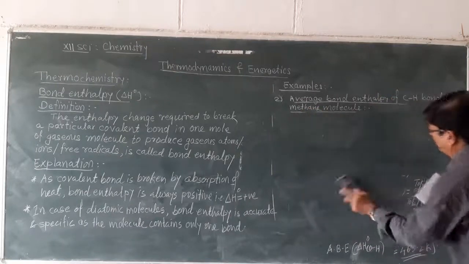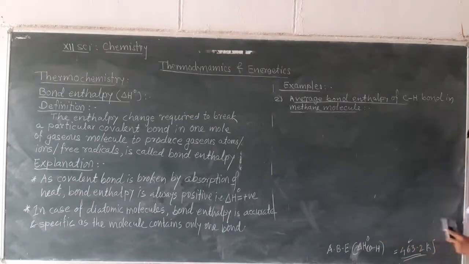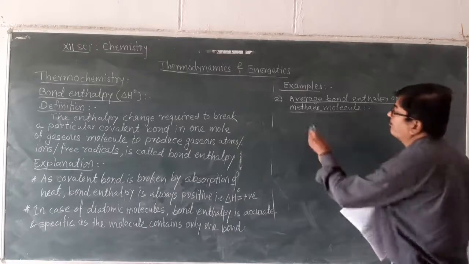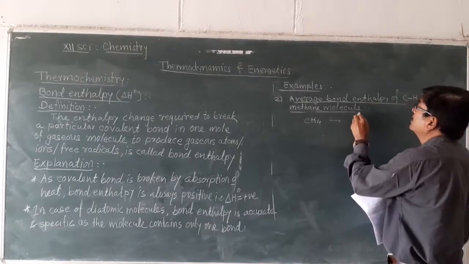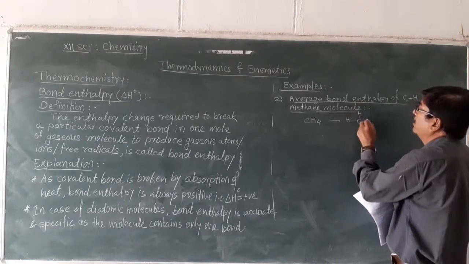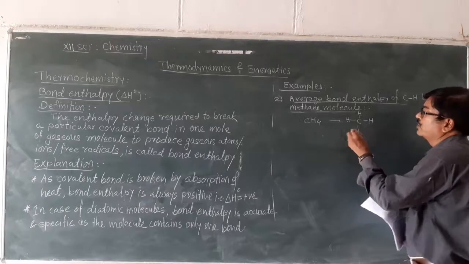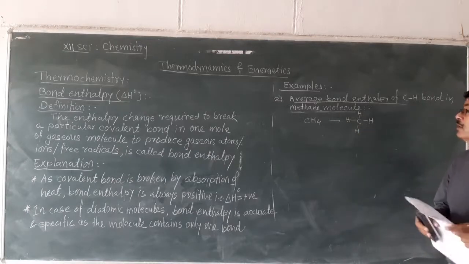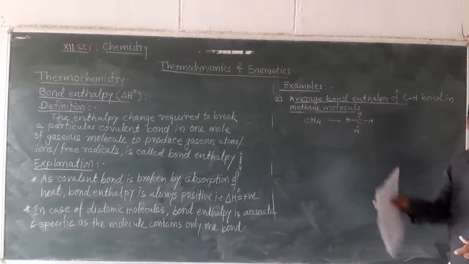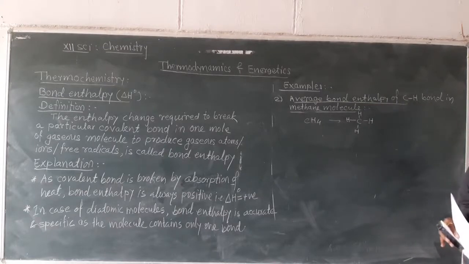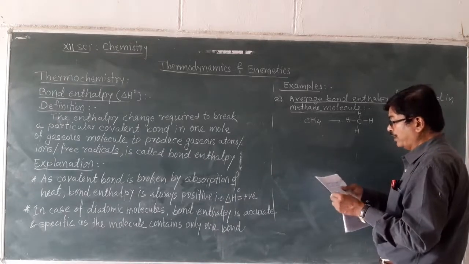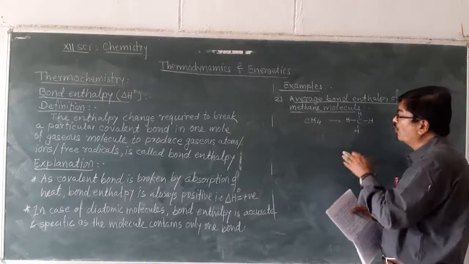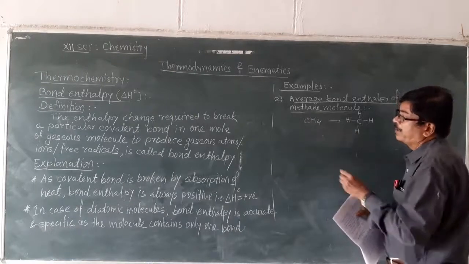Methane molecule can be written as CH4. That means it contains four identical C-H bonds, and all these four C-H bonds in methane are identical in all respects except their bond enthalpy. Now, if these bonds are broken one by one, a different amount of enthalpy change takes place.